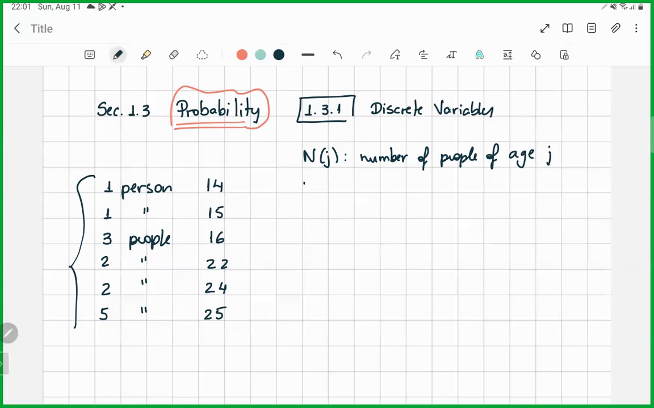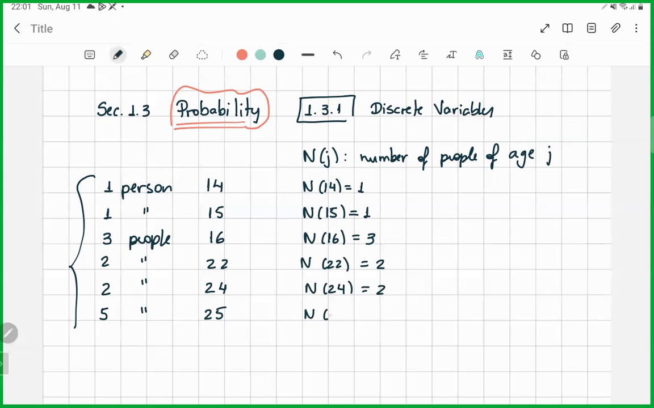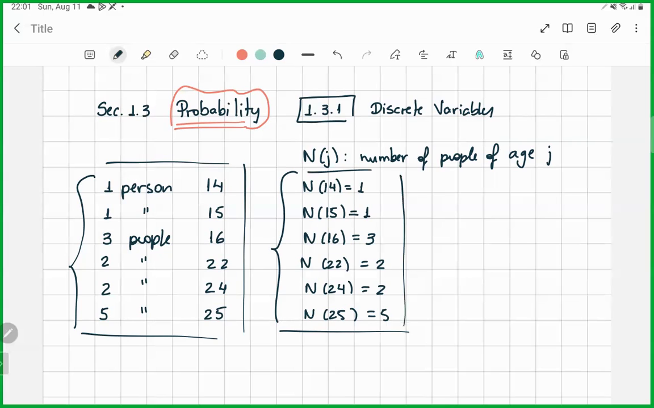Okay, so with this description that I gave to you, if I use this notation, what will we be saying? That the number of people aged 14 is 1. The number of people aged 15 is 1. The number of people aged 16 is 3. 22 is 2. 24 is 2. And 25 is 5. So I'm using this notation now to describe the people in this room by their age.